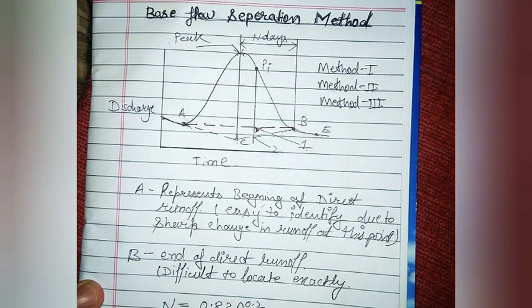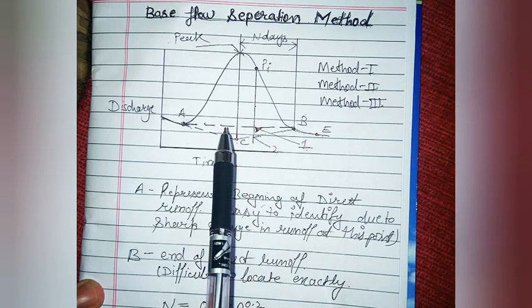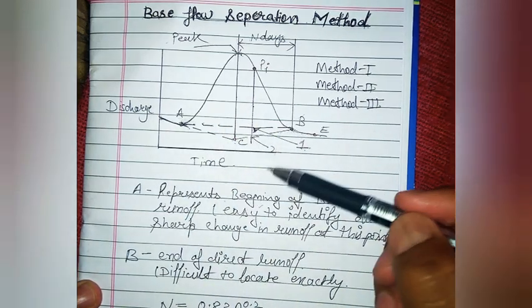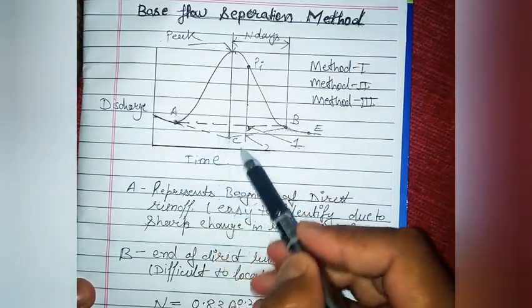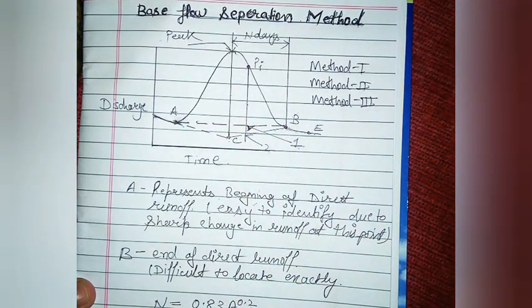In this, the segments AC and CB demarcate the base flow and surface runoff. This will be the base flow, and the part above will be the surface runoff. This is probably the most widely used base flow separation method.